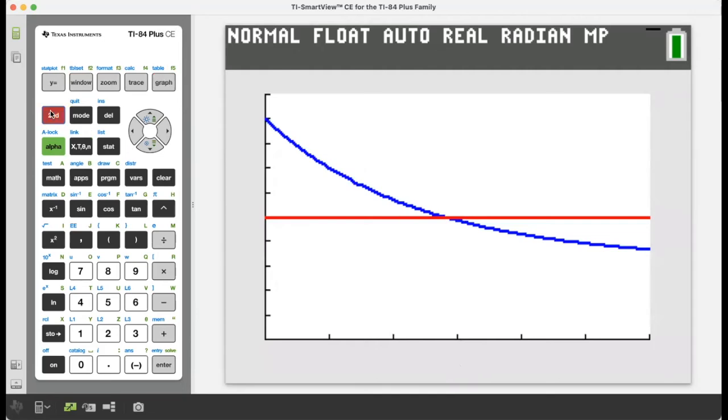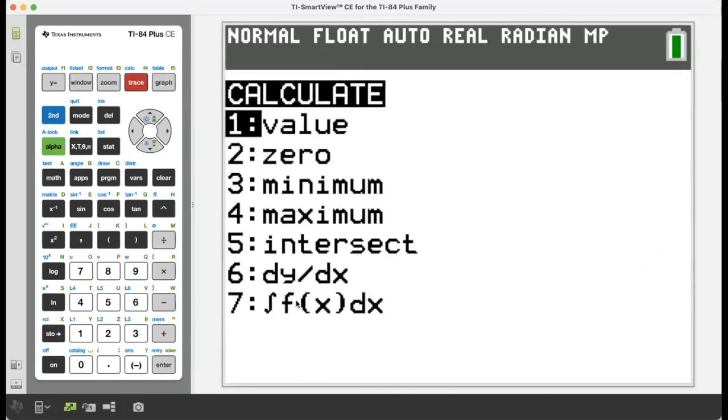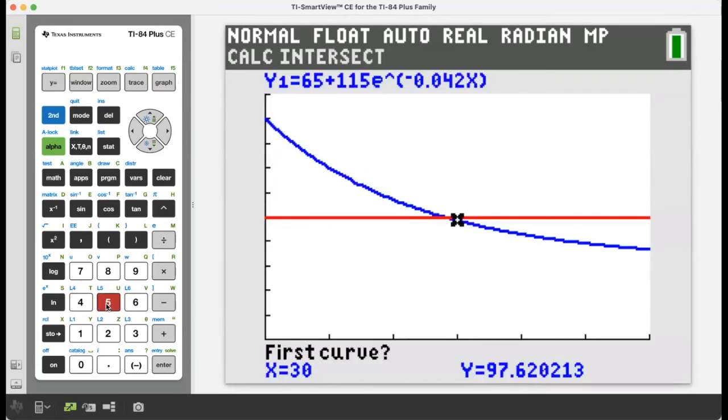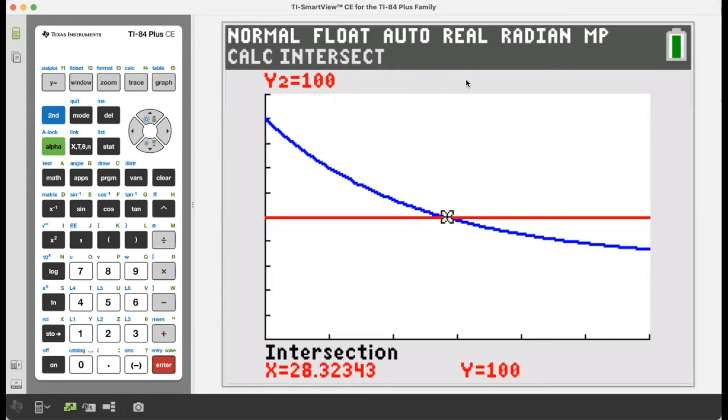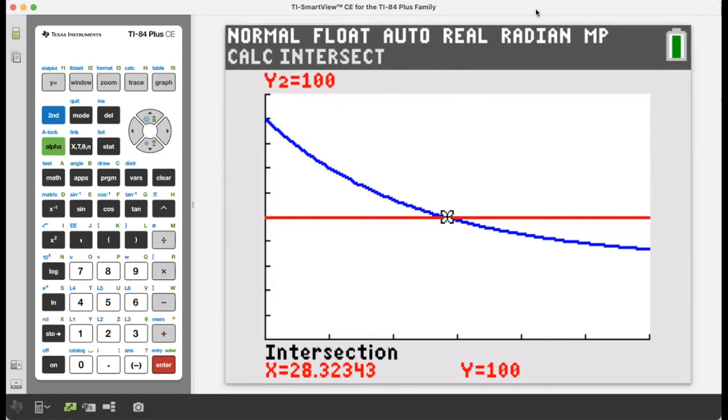Let's find that intersection point so we know exactly how long. Second, calculate, and we want the intersection point. Again, select your first curve, hit enter. Select your second curve, hit enter, and then hit enter one more time. And it tells us that after about 28 minutes, it has reached 100 Fahrenheit. So let's go back to our worksheet and record our final results.